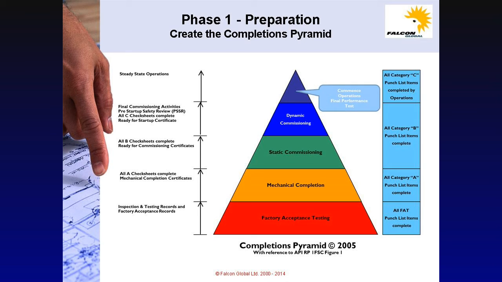The most important point to note is that the category A punch list items must be completed before completion of mechanical completion in any given system, and this is always a bone of contention on any project. It is the completion of the category A punch list items.